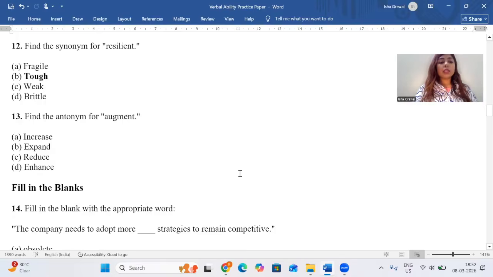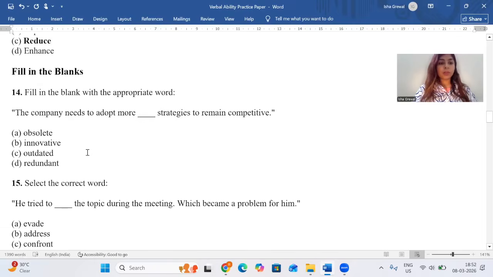Okay, 13th one, find the antonym for augment. Now augment, increase, expand, reduce, enhance. Augment means to increase, to expand, and the question is asking you to find out the antonym. Antonym means the opposite. So obviously reduce is going to be the opposite. When augment means to increase, to expand, reduce is going to be the opposite of it.